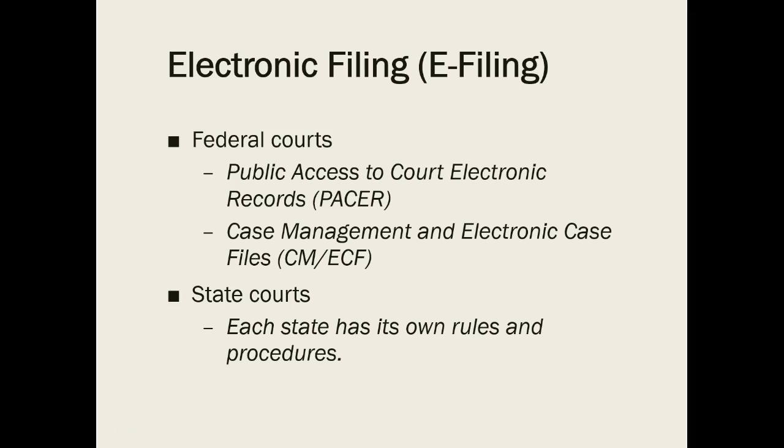Federal courts and some state courts allow documents to be filed electronically. Federal courts use the Public Access to Court Electronic Records, or PACER, system, which allows the public to access court records, and the Case Management and Electronic Case Files system is used to file documents. Each state court has its own rules and procedures. Hawaii Appellate Court records can be accessed and filed electronically. Hawaii Circuit Court records, however, cannot be filed electronically. However, certain case pleadings can be accessed for a small fee.